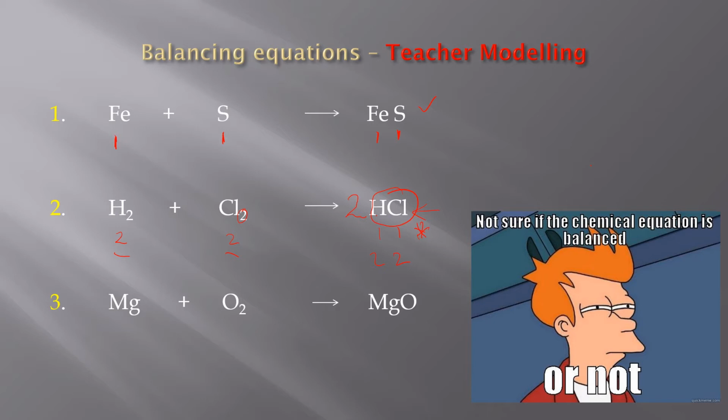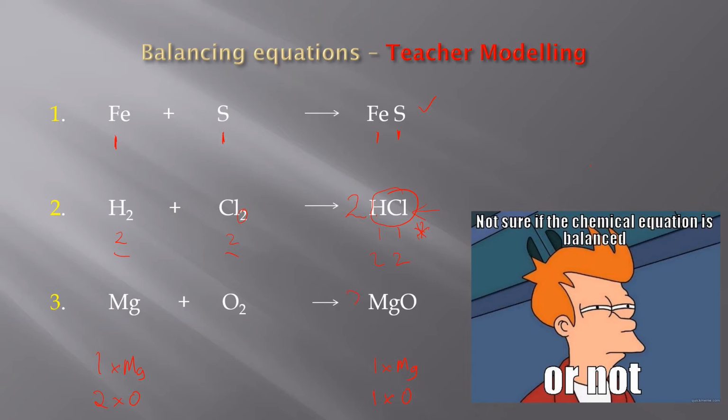Let's look at the next one. On the left-hand side, we have 3, my mistake. Let's write that out. On the left-hand side, we have 1 magnesium, and we have 2 oxygens. On the right-hand side, we have 1 magnesium, so that's right. But we only have 1 oxygen, so that doesn't really work, does it? So what we're going to have to do is change the numbers to make it balance.